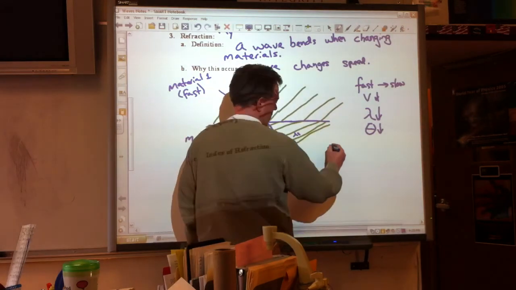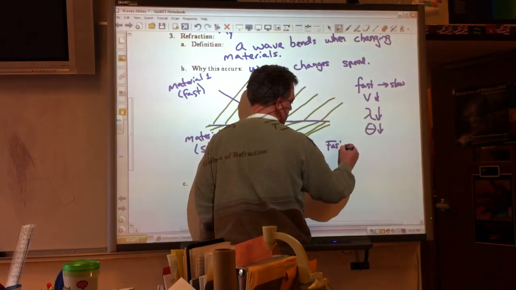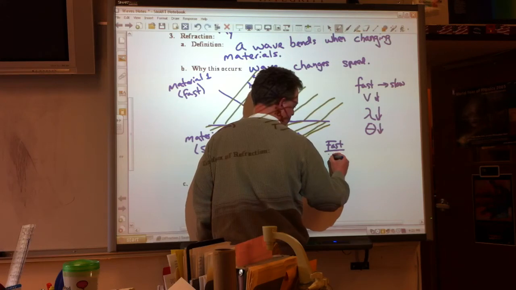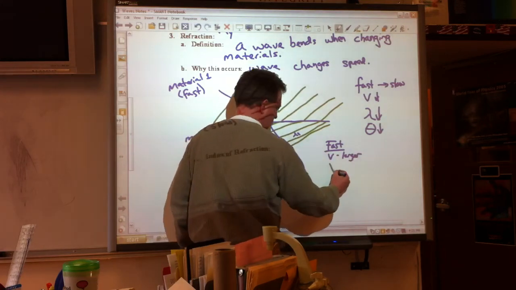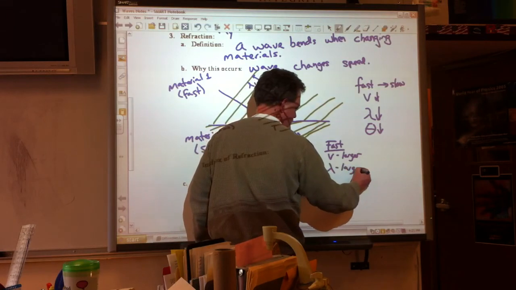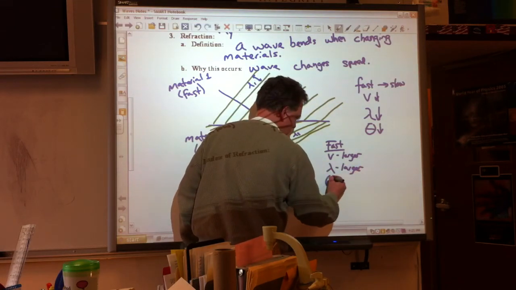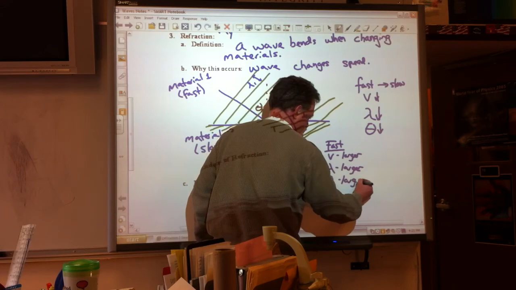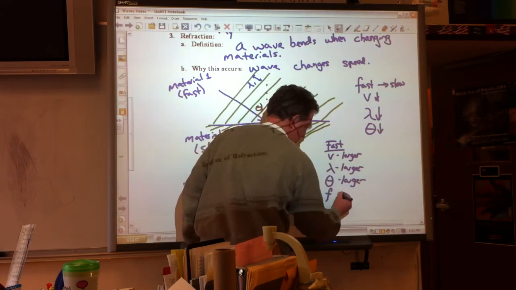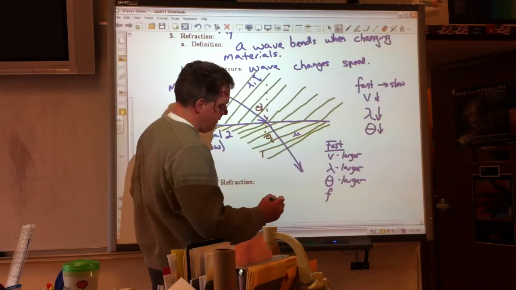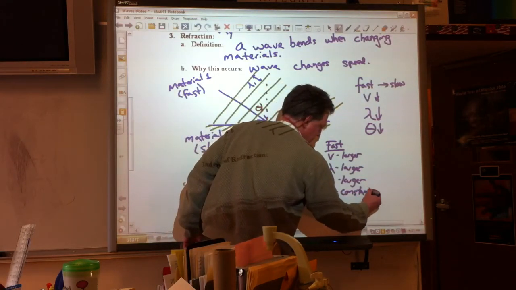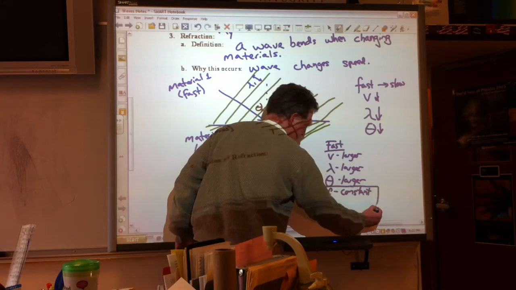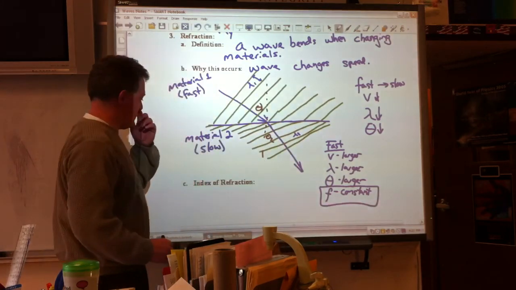So we'll make a little note: in something fast, V is larger, lambda is larger, the angle is larger, but there's one thing to keep in mind, and this is going to be kind of important, the frequency is constant. So I'm going to make a big box around that. The frequency stays the same.